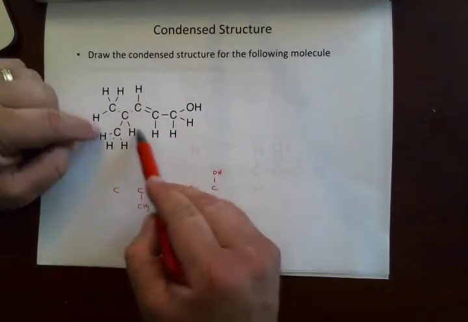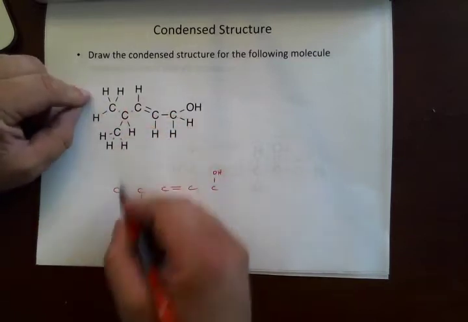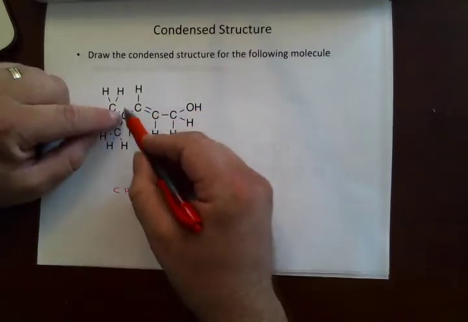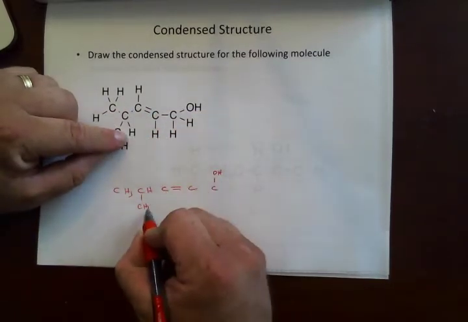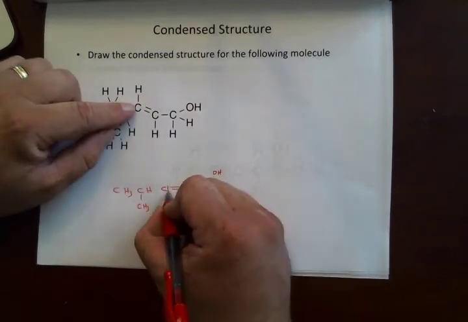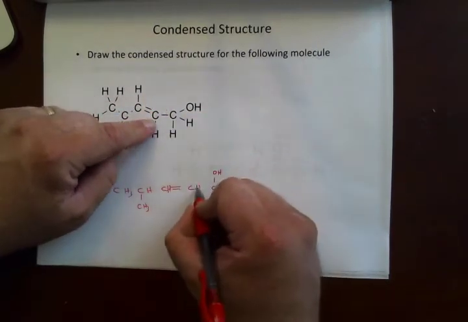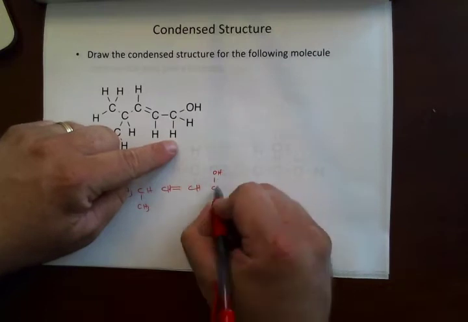Okay. Now let's start putting in the hydrogens. This has 3, so CH3. This one has 1, which you've already indicated. Here you have CH, here you also have one CH, and here you have CH2.